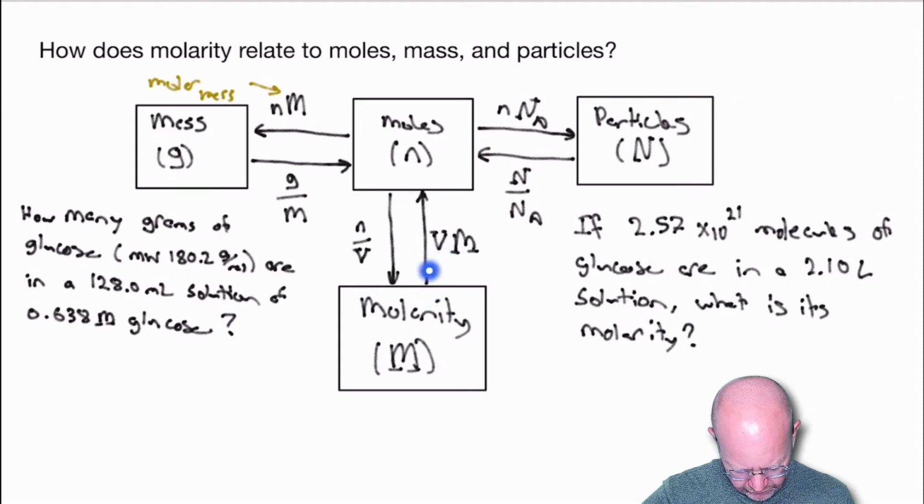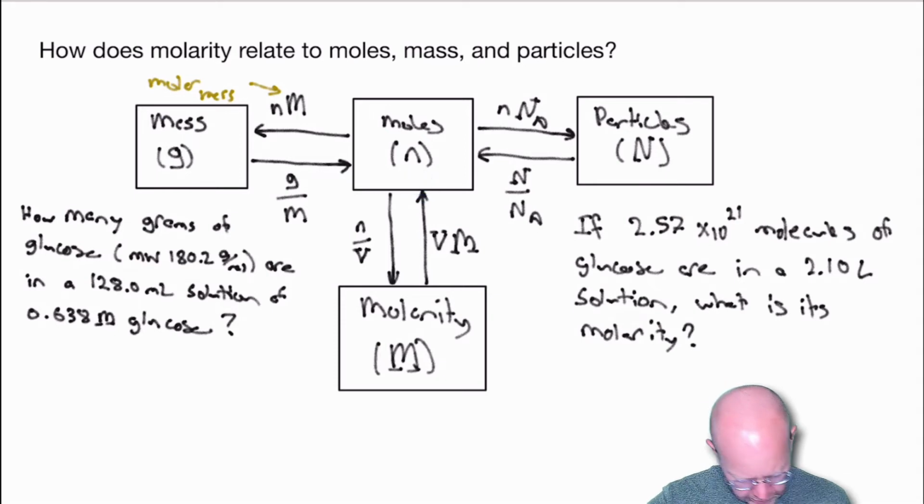We can use that fact to get back to moles, and then we can go from moles to mass, and we're given the molecular weight to make it a bit easier for us. So we could of course calculate the molecular weight if we knew the chemical formula. So let's go ahead and do this calculation. So let's make this move first.